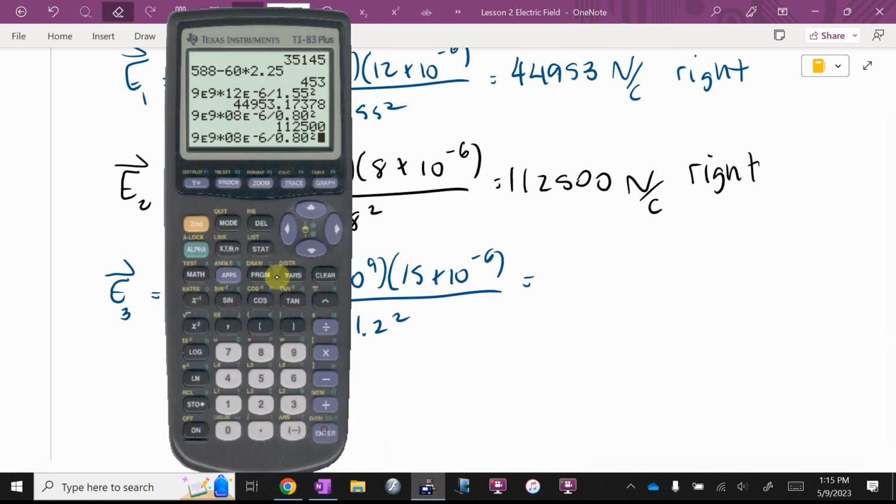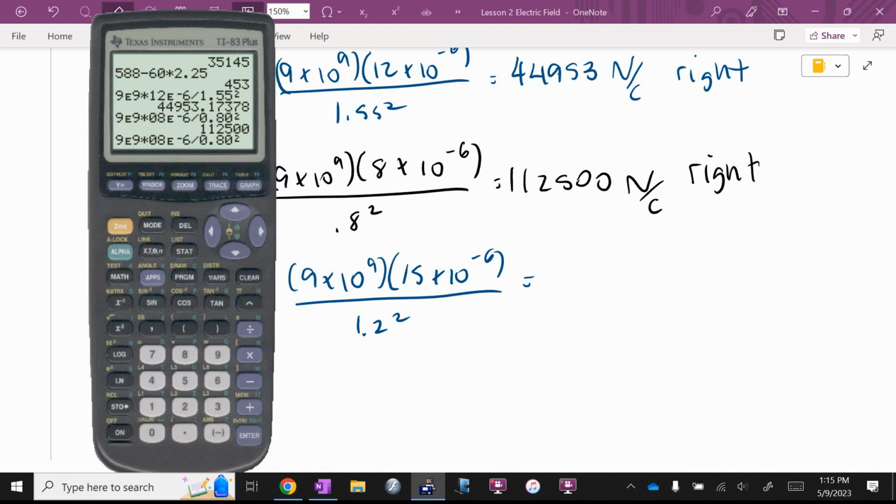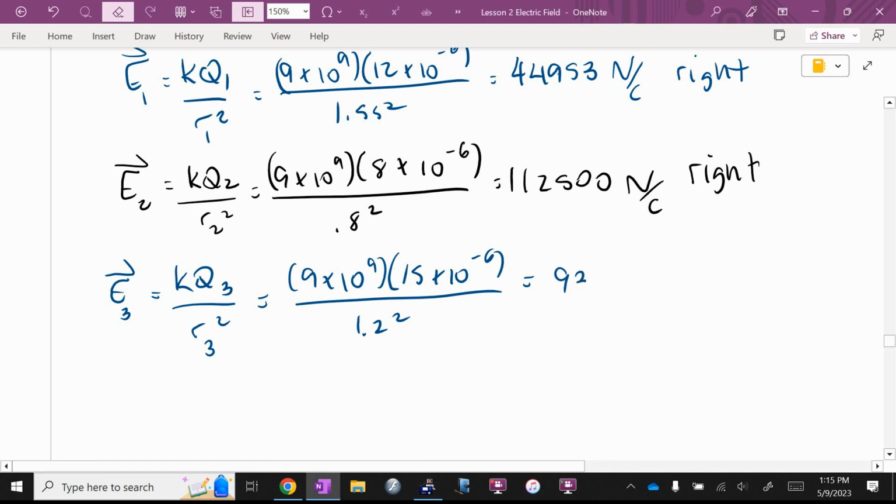I should be able to backspace again. 15. So I'm going to replace the 0.8 with a 1.5. And 1.2. That should work. I got 93,750. Or am I wrong? Newtons per coulomb. Direction. Left? Oh, this one's left? That's which way a positive would want to move if it could.